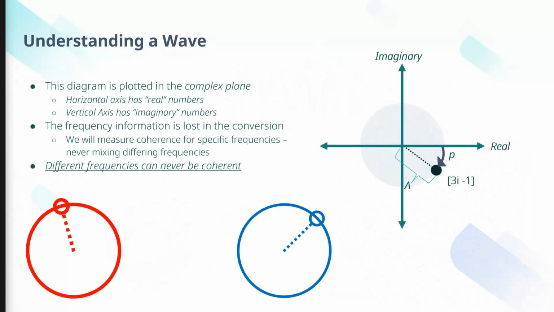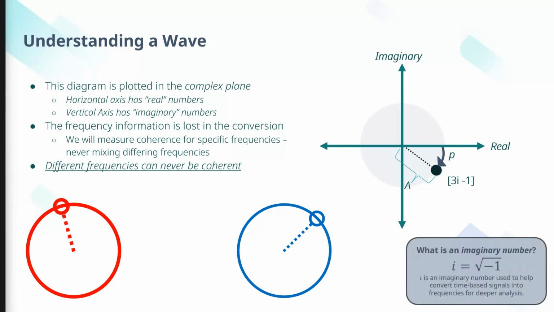This is just like any other coordinate system where you have horizontal and vertical and you can plot points on it. We just happen to be using the imaginary numbers as our vertical axis and real numbers as the horizontal axis. What is an imaginary number? It's not super relevant. Technically, it's this variable or value i, which is equal to the square root of -1, and it's just used by mathematicians to help convert time signals into frequency analysis. But we don't need to really pay attention to that.